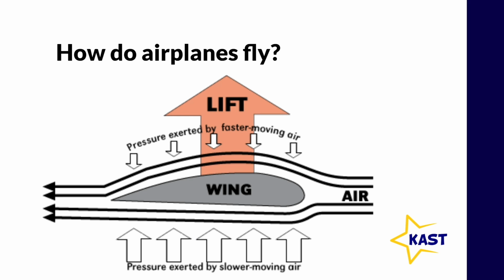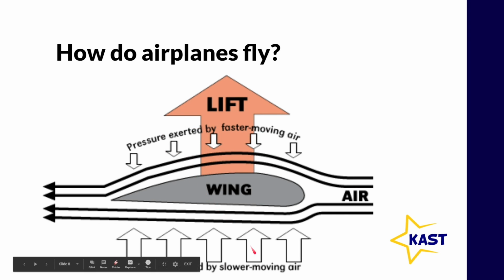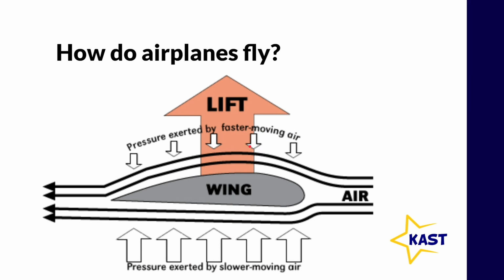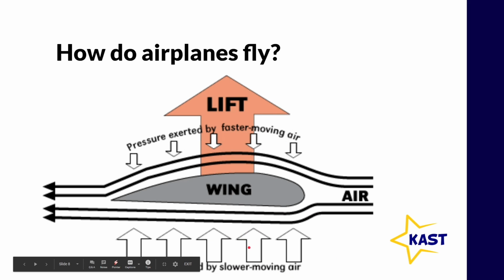So, as you can see, the air above the wings is moving faster and the pressure is less than the ones on the bottom of the wings. This is why the arrows on the top are smaller than the arrows on the bottom, which is why it creates lift.